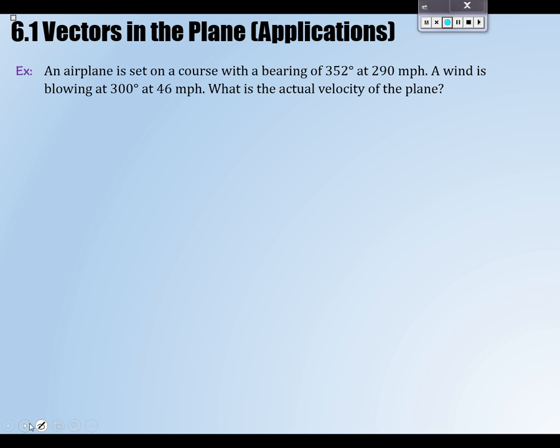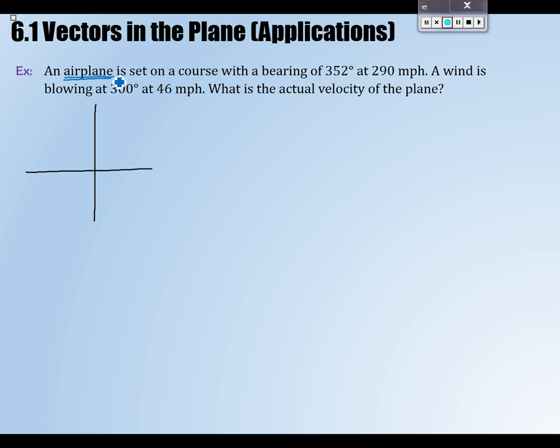An airplane is set on a course with a bearing of 352 degrees at 290 miles per hour. The wind is blowing at 300 degrees at 46 miles per hour. What is the actual velocity of the airplane? Okay, so you understand the question here maybe. We've got an airplane and a wind, and one affects the other in a way that you maybe are even familiar with. So the first thing I might try and do is draw this, and then we'll try and figure out what might be asked of us here.